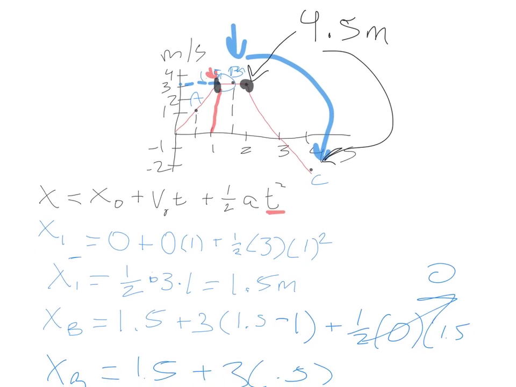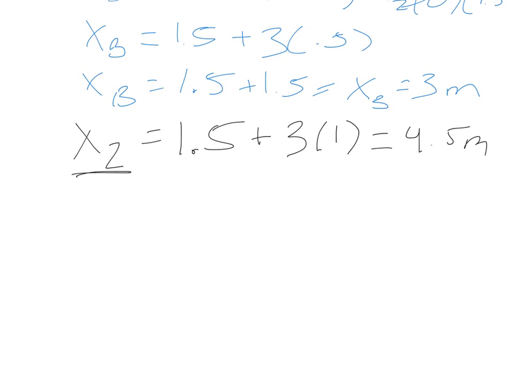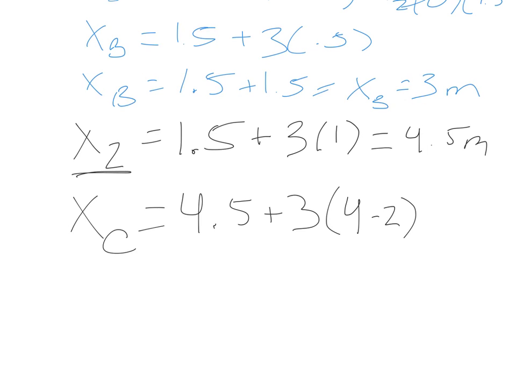Okay, so, scroll on down. x of C, initial position is 4.5. Initial velocity, well, let's look at the graph. The initial velocity looks like it's going to be 3. And C is at 4 seconds, but we're starting from second 2. In your notes, they just wrote this as 2, but that's where the 2 comes from. We're going to 4, but we're starting at 2.